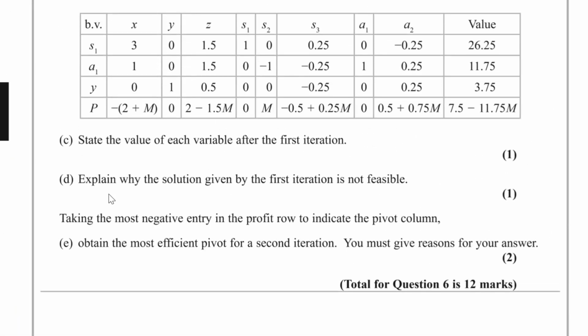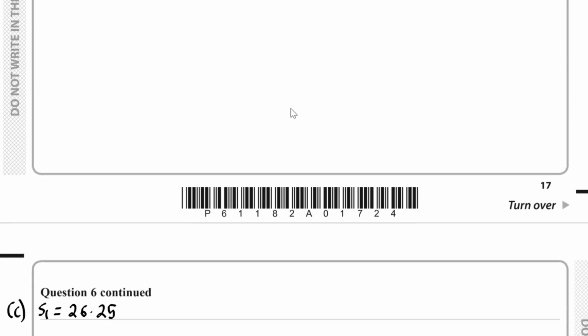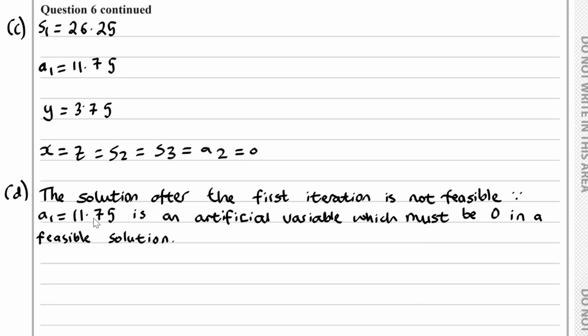Now for part D, we have to explain why the solution given in the first iteration is not feasible. Well, if you look at this A1, which is 11.75, we want A1 to be 0 for a feasible solution. So we've got the reason over here: the solution after the first iteration is not feasible because A1, which is 11.75, is an artificial variable which must be 0 in a feasible solution.